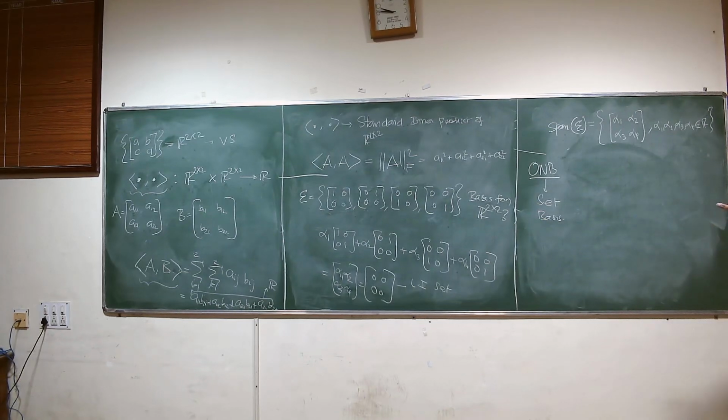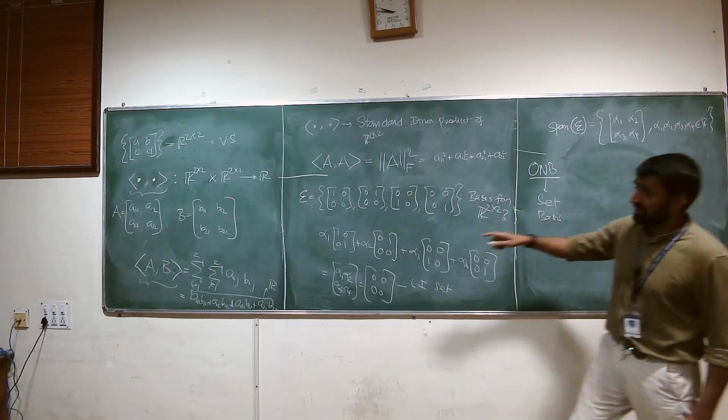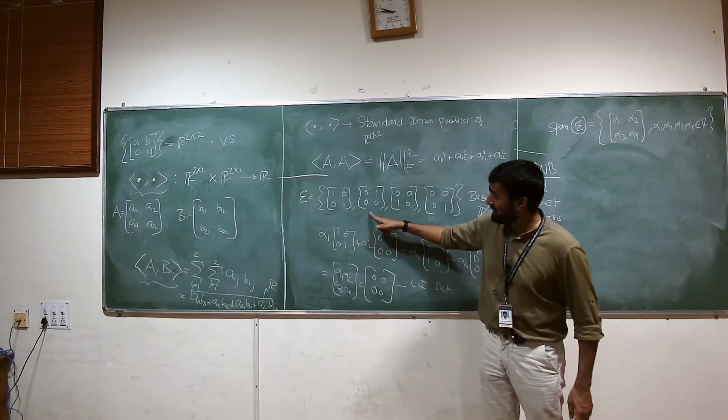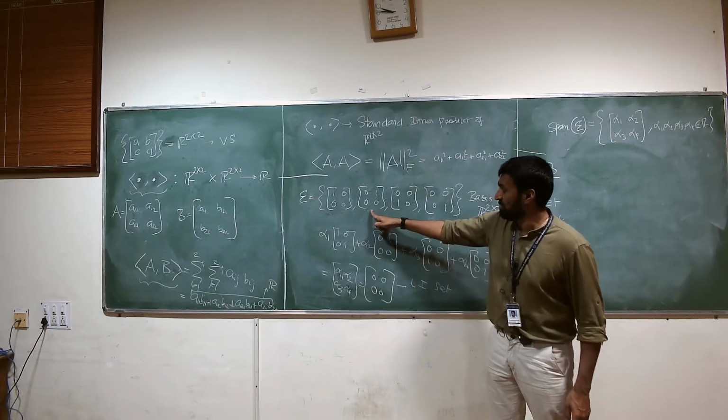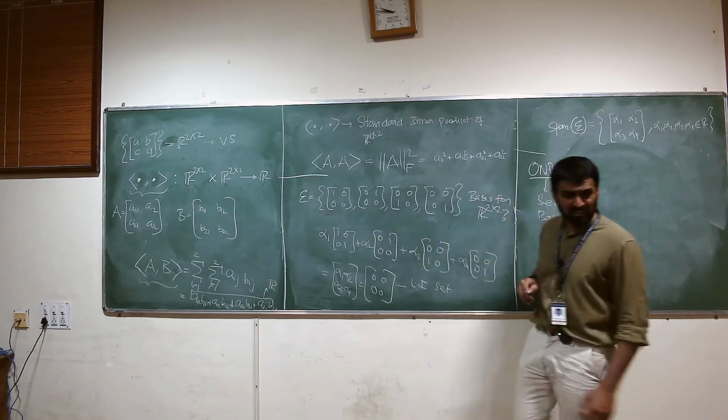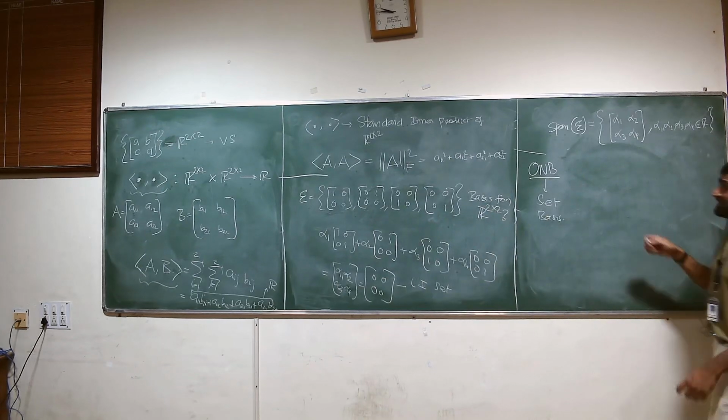What about this property of being perpendicular? Is this element perpendicular to this, and similarly this perpendicular to this, and this perpendicular to this? That means we have to verify.